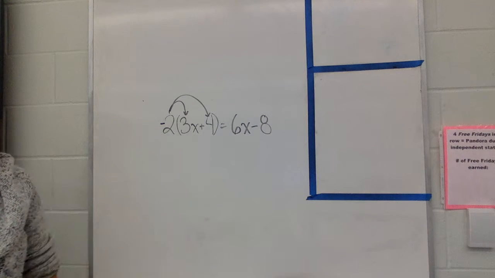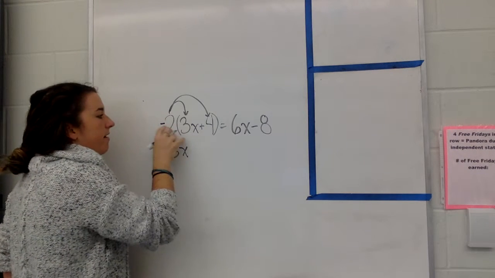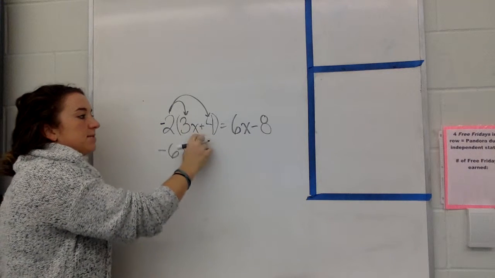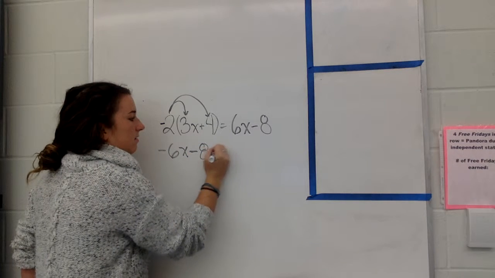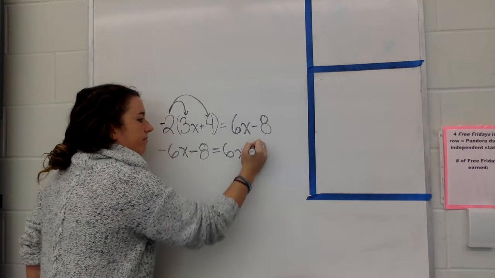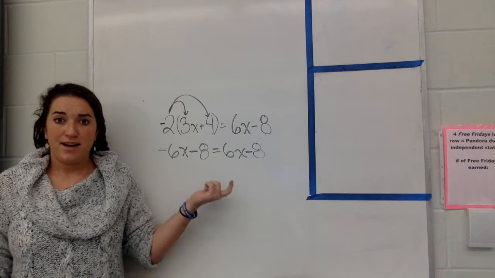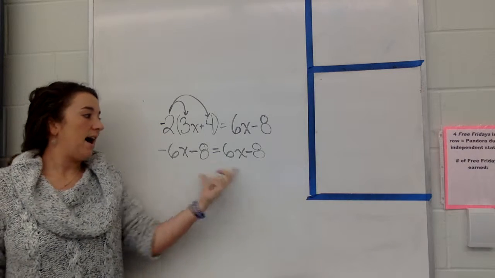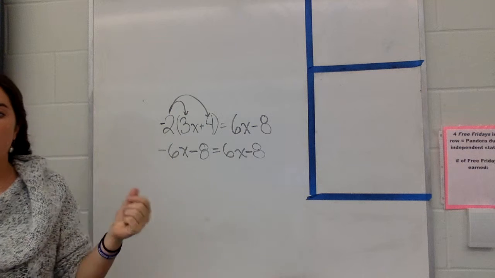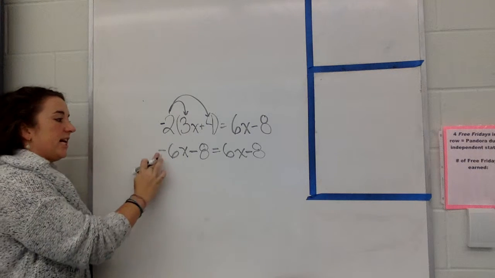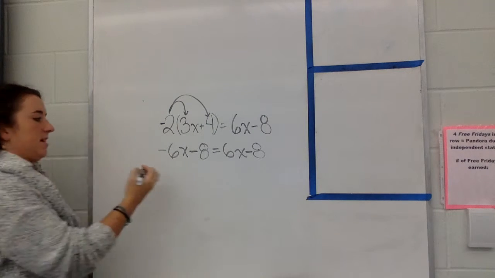What will I get once I distribute? I do -2 times 3x, which is -6x. Then -2 times +4, which is -8. What type of equation does this look like? It almost looks like it's going to be infinite solutions because the two sides of the equation are almost exactly the same. The one thing that's different is this negative sign. So we want to keep solving to see if it'll be the case.